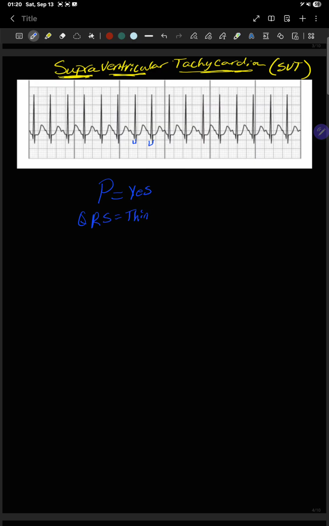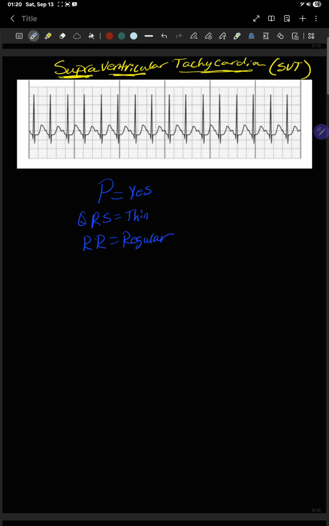Now, what about my R to R? Are they normally spaced out? Okay, so I check. I put my first tick mark, my second tick mark on my piece of paper, and then I move these two over to this one. Yeah, we look pretty paced out here. Okay, so we have a regular rhythm. We have P waves, and they're thin.